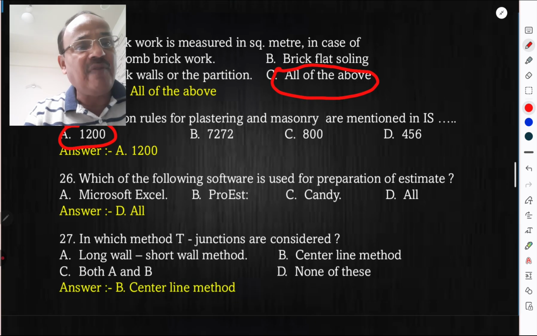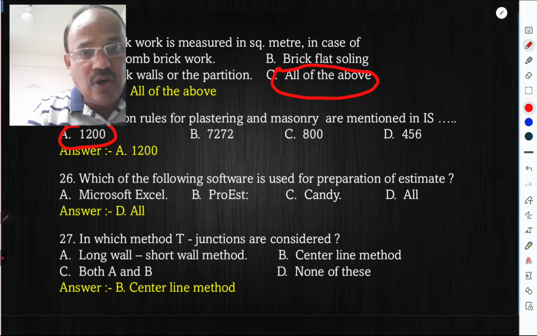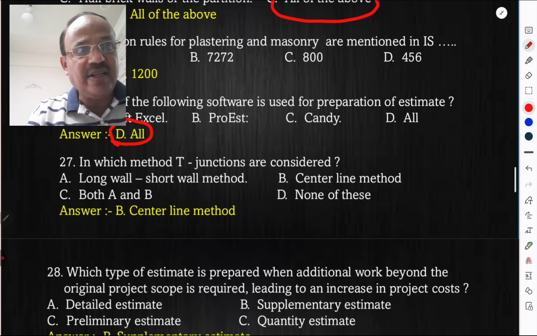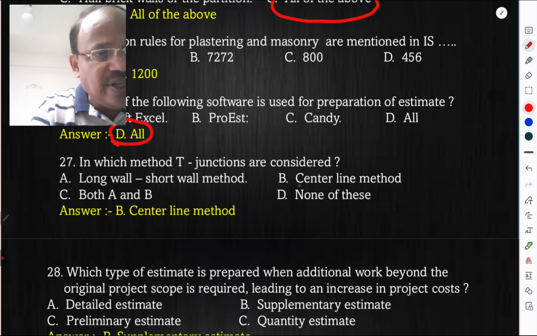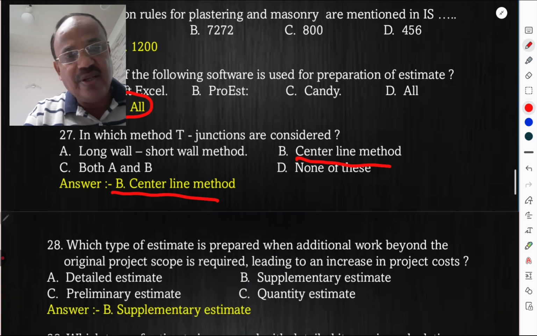Which of the following software is used for preparation of estimate? Microsoft Excel, Proist, Candy, all are used for preparation of estimate. In which method are T junctions considered? Long wall, short wall method, center line method, both A and B, none of above. In the center line method, the T junctions are considered.